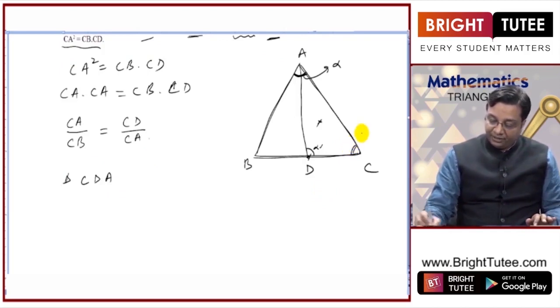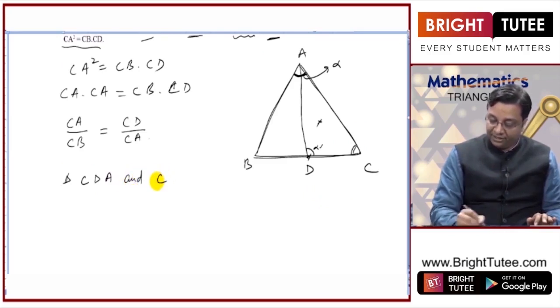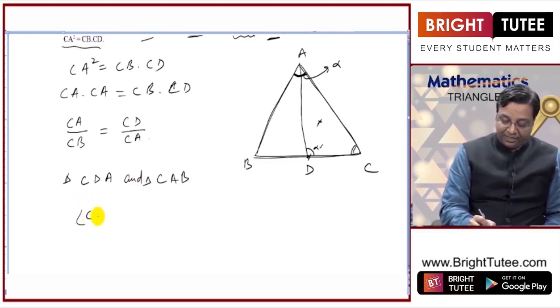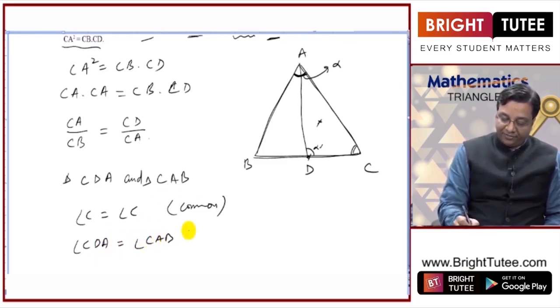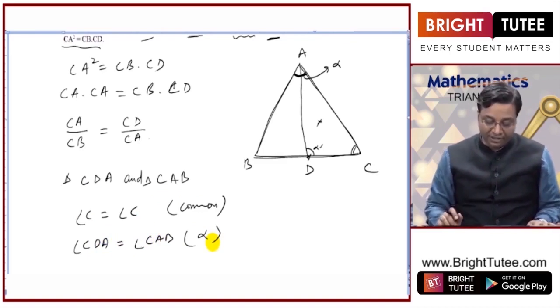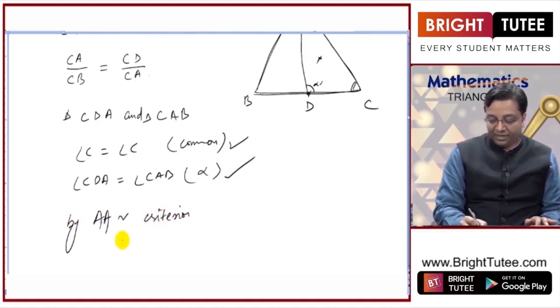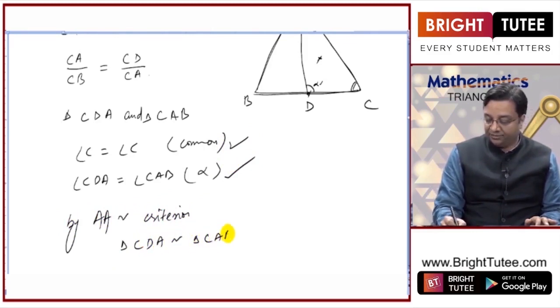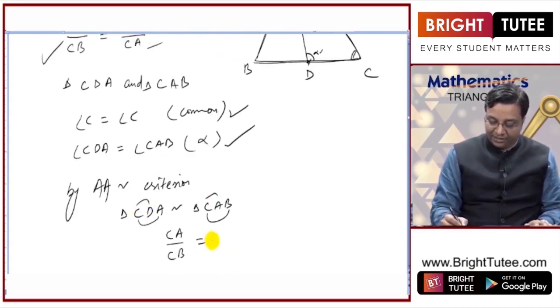Now I am considering CDA and bigger triangle CAB. Okay, considering these two triangles, I can say angle C is equal to angle C, common in both the triangles. What is the other angle that is equal? Angle CDA in smaller triangle is equal to angle CAB in bigger triangle. I have named both of them as alpha for your convenience. Now two angles are equal, so by angle similarity criterion, triangle CDA is similar to triangle CAB. Okay, so CA by CB is equal to CD by CA. Yes.